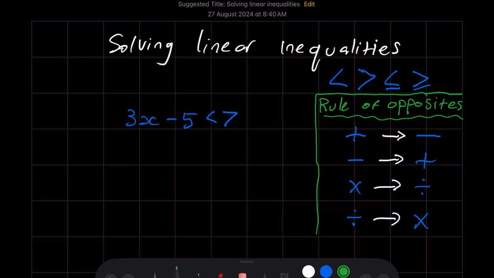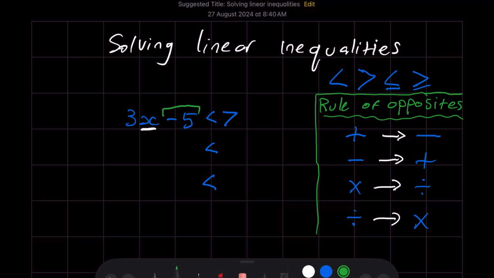So this question here, 3x minus 5 is less than 7. So this less than symbol here in the middle, that is going to stay all the way through. We don't replace it with an equal sign. We don't replace it with anything else. It just stays there. But we do move things over to the other side, same as what we did before. So we want to isolate this x, same as before.